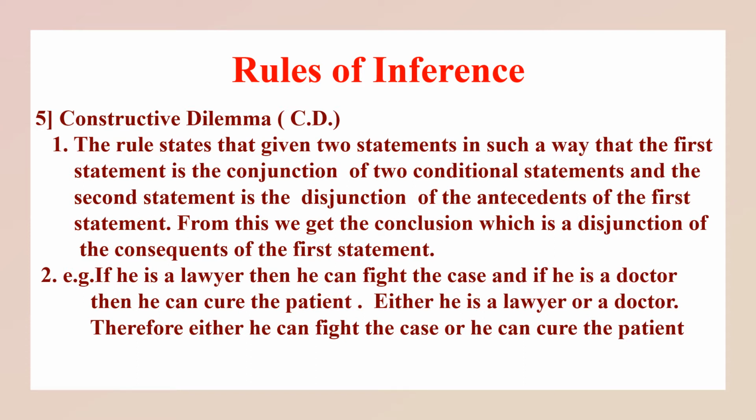The rule states that given two statements in such a way that the first statement is the conjunction of two conditional statements and the second statement is the disjunction of the antecedents of the first statement, from this we can get the conclusion, which is a disjunction of the consequents of the first statement.